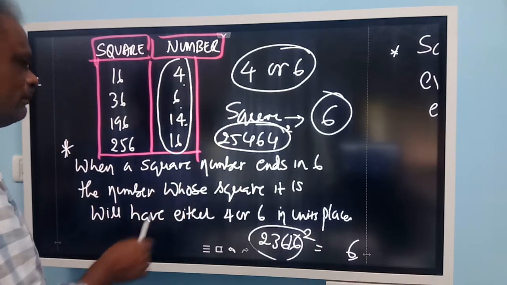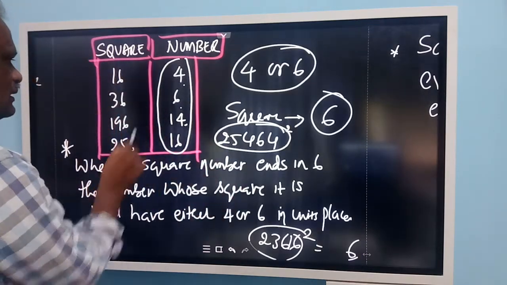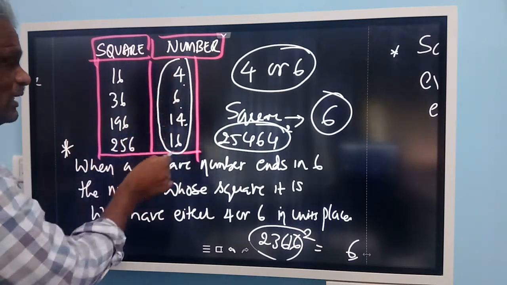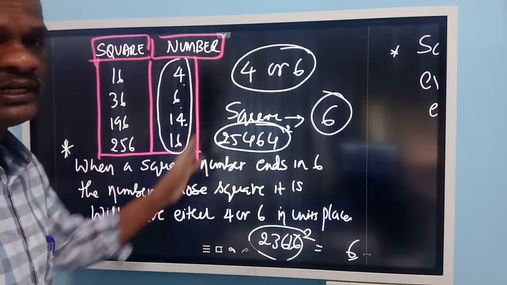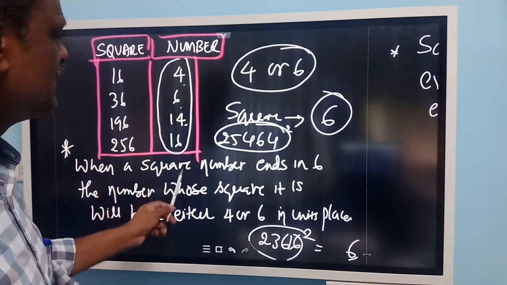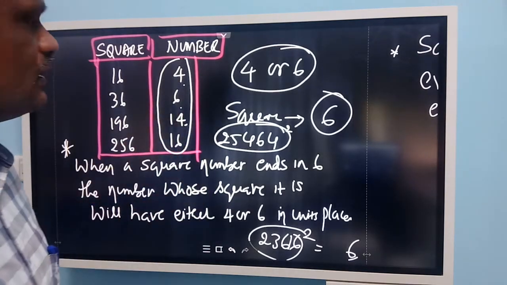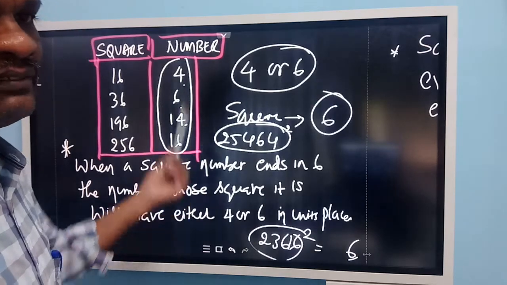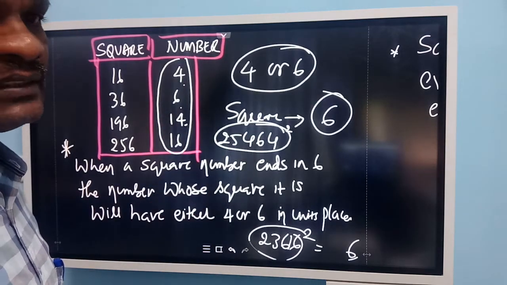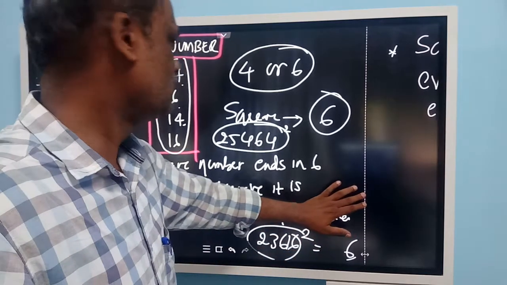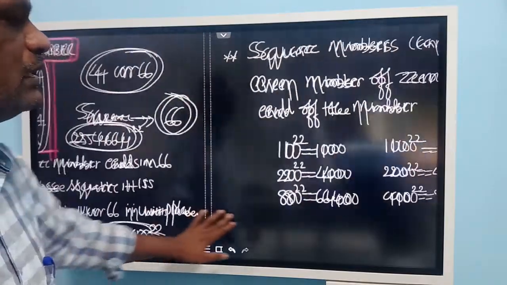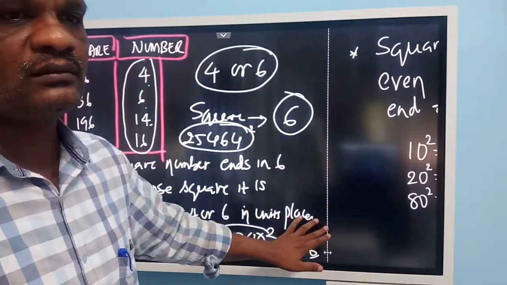When a square number ends with 6, then the given number must have the units place digit either 4 or 6 only. Or in the reverse way you can say, if a number ends with the digit 4 or 6, then its square always ends with 6 only. Is it clear? Yes, sir.